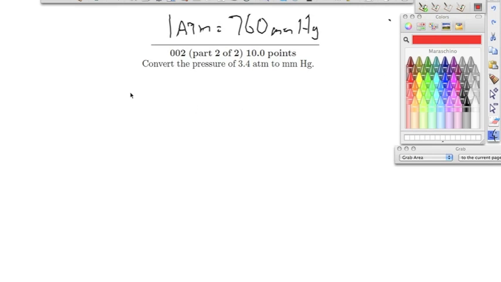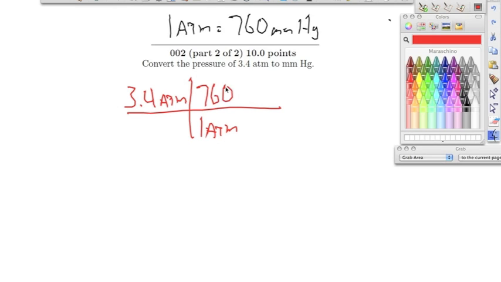So all we do now is we just start with the number it gives us, 3.4 atmospheres. Okay? And since atmospheres is on the top, we put atmospheres on the bottom. So we put 1 ATM right here. And we put our 760 on the top, because that's what we're converting to. And then we go 3.4 times 760, and that will give us an answer in millimeters of mercury of right around 2,584 millimeters of mercury.